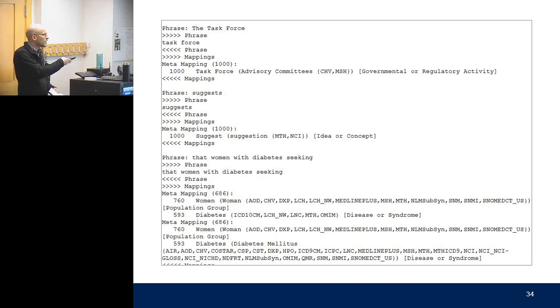So we see about three-quarters down, the MetaMap mapping for women, we see that the term woman has been used in several vocabularies here, including MeSH, AOD, SNOMED CT, and several others, and the same applies for diabetes and several other terms as well. So this may be a tool that you could combine with something like a term bank to start looking into natural language processing and text mining applications.